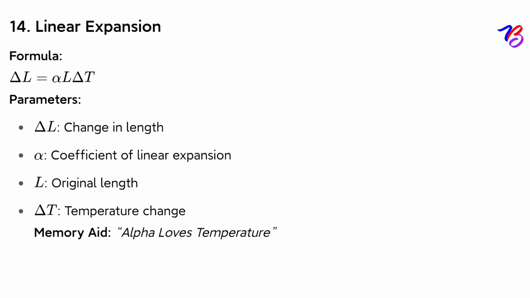Number 14, linear expansion. Formula: delta L is equal to alpha L delta T. Our delta L is change in length. Our alpha is the coefficient of linear expansion. Our L is the original length. And delta T is the temperature change. So if you are here, you observe the triune component of alpha, which is linear expansivity, all together. So memory aid, alpha loves temperature.